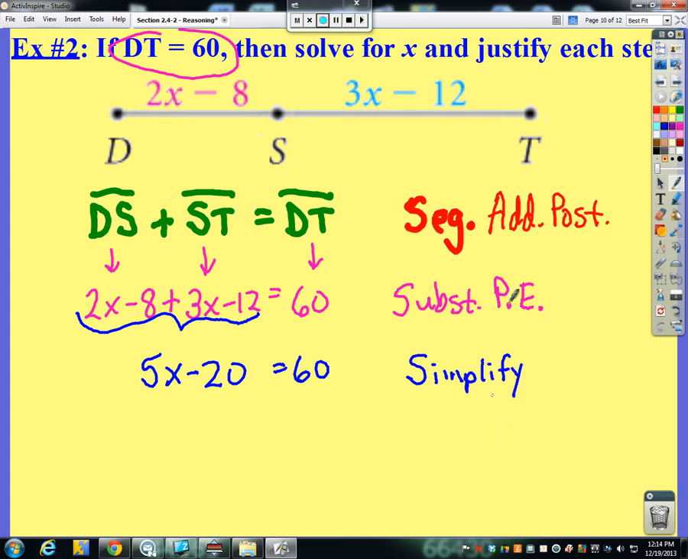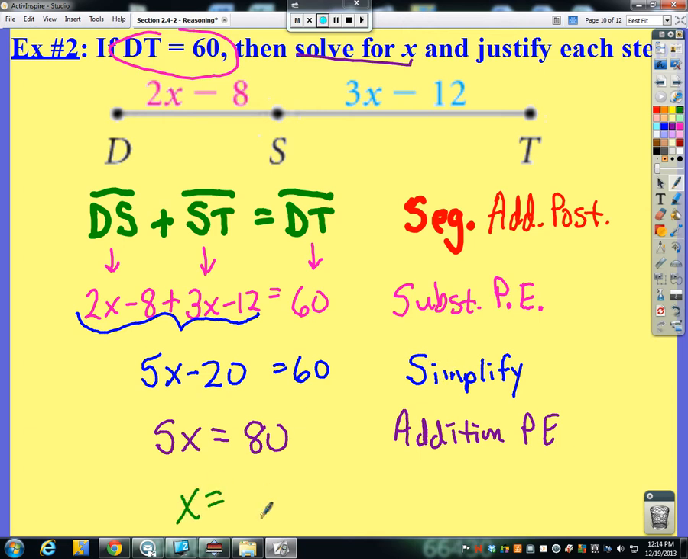And then from here, what would I do? I would want to add 20 to both sides. If I add 20 to both sides, that 60 is going to turn into an 80. That's the addition property of equality. Now if I want to get x all by itself, because that's what I need to solve for, I would divide by 5. 80 divided by 5 is 16. I divided both sides, so I used the division property of equality. I have gotten to the very end of this problem, so now I know that x equals 16, and I'm done with that proof.